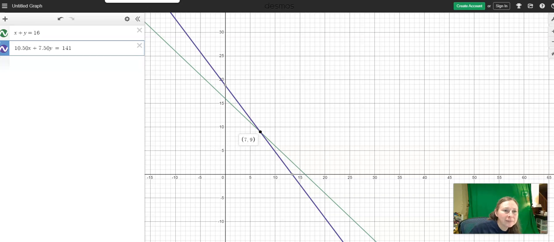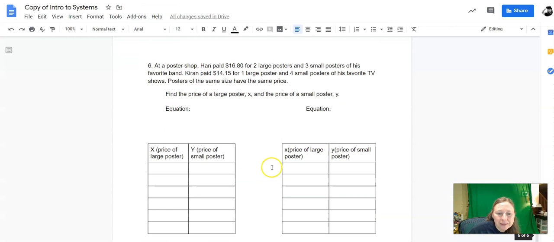Okay, the last problem. So we'll go down here, poster shop. Han paid $16.80 for 2 large posters and 3 small posters of his favorite band. That's a lot of posters to buy at one time of one band. Han's a super fan. Kieran paid $14.15 for 1 large poster and 4 small posters of his favorite TV shows. Posters of the same size have the same price. So there are prices of large posters and there are prices of small posters.